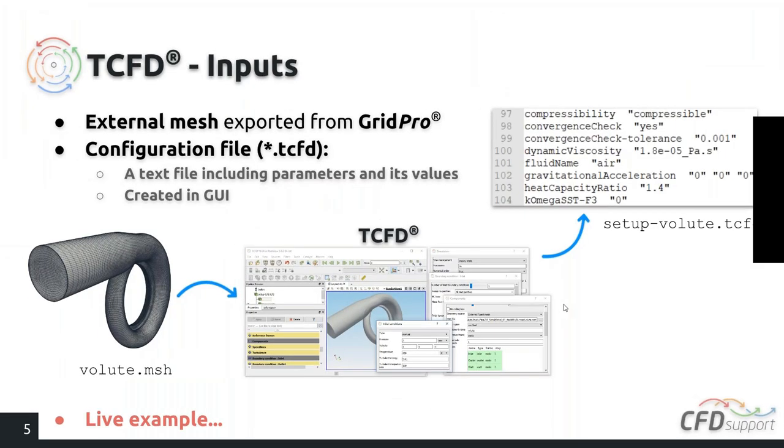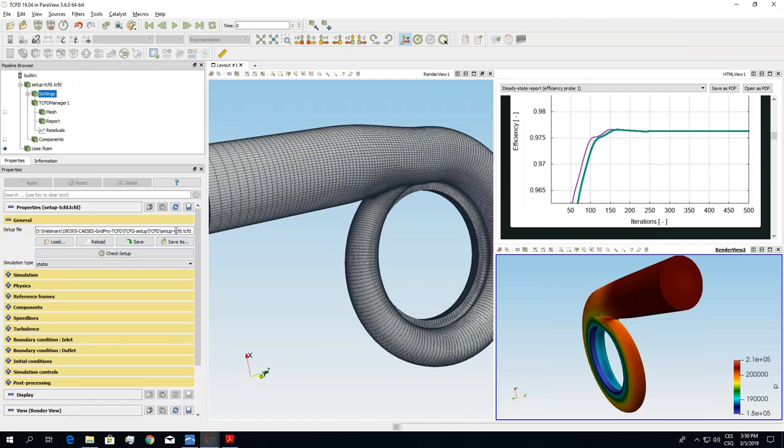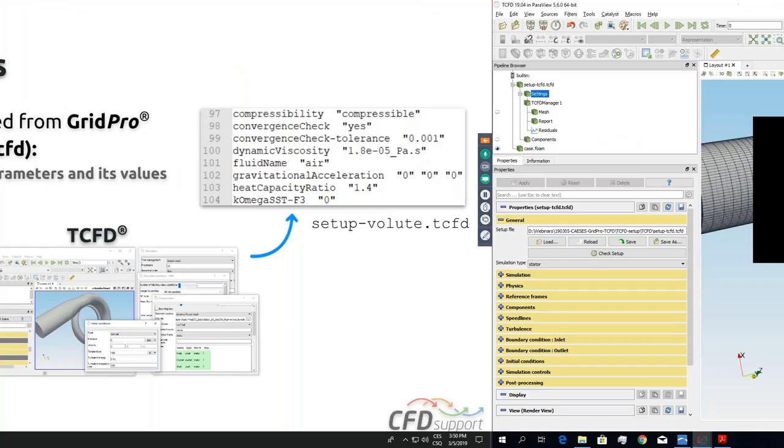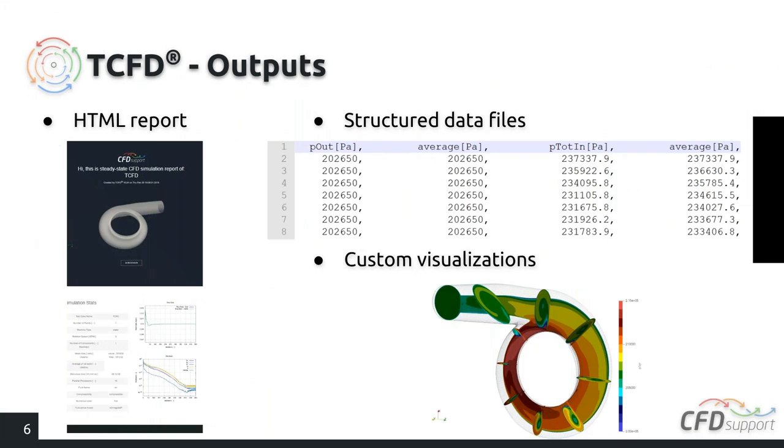After that, what I haven't shown here is that all the settings are saved in this setup TCFD file, or you can save it in your own defined file. This file can then be used in CAESES for the connection. As I already said, the TCFD outputs are an HTML report and a structured data file, which can also be put inside the case set. It is structured so you know at which place, for example, the total pressure difference is placed, and it can then be read anytime, for example, into CAESES for the optimization solver. And of course, you can do any visualization in the graphical user interface. You can save the particle setup and put it into CAESES to be generated for any design.